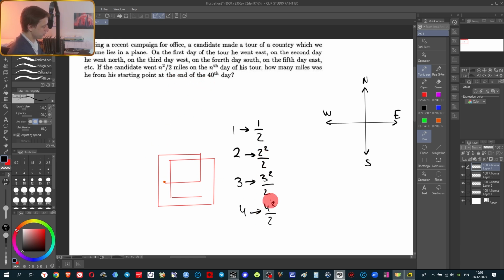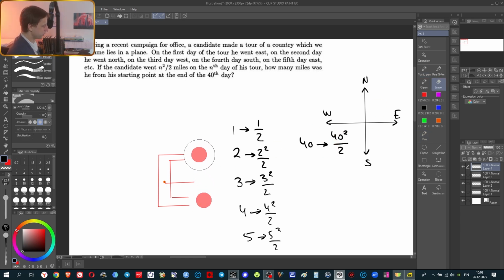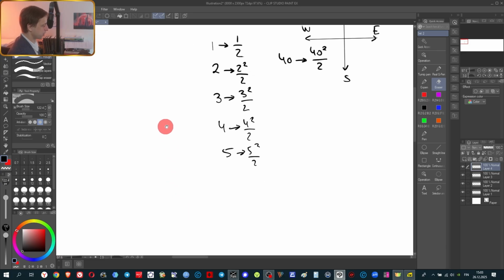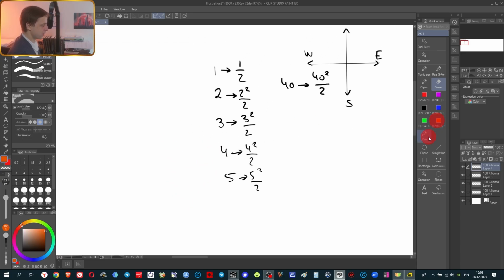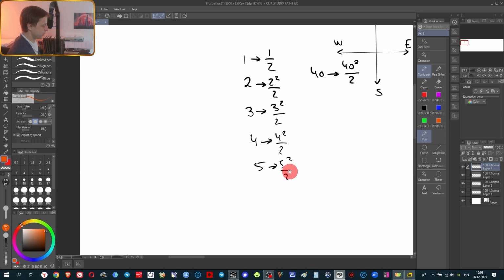So as you can see, with every day the distance that he travels increases, and it increases significantly. For example, on the 5th day we have 5 square over 2 miles, and eventually on the 40th day, which is the last day of his trip, he will travel 40 square over 2, because this number is already 1600 over 2, which is 800, and this one is 1 over 2. So we started from half and finished on 800, so the travel increases significantly. And after that we should redraw our diagram. So we can see that he travels in this cyclic pattern, but it's very important that the distance increases.